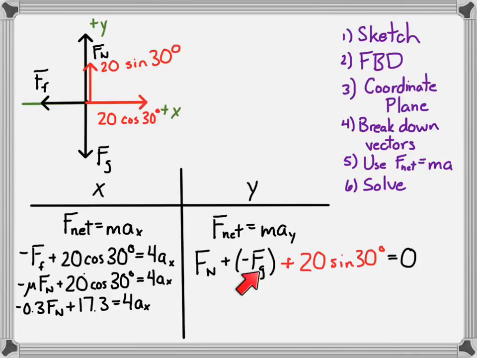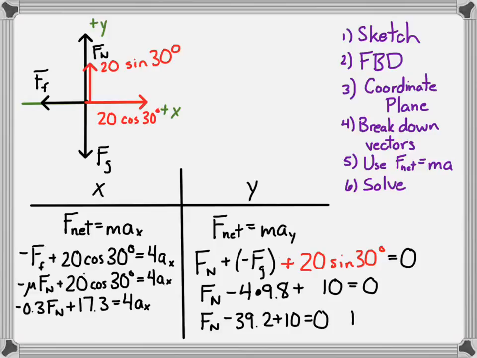Okay, I can replace this with m times g and simplify this. Those two multiplied together give me 10. These two, m times g, give me 39.2. And it turns out I get a normal force of 29.2 newtons. Now I can take that 29.2 newtons and plug it in over here. And when I do that, I get this.